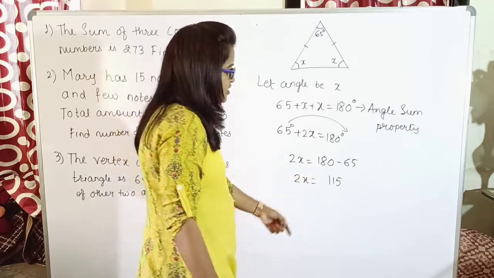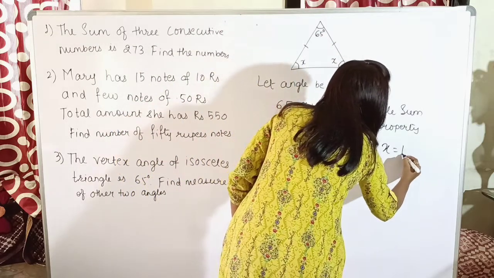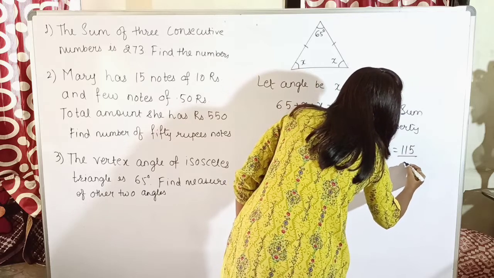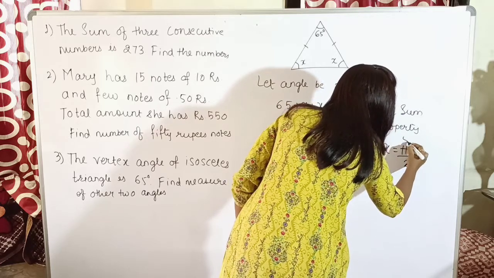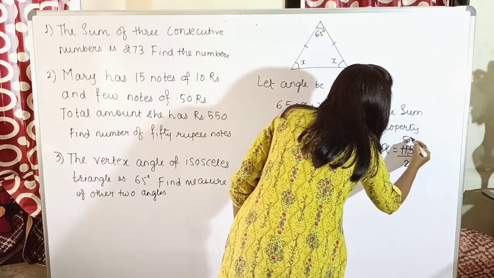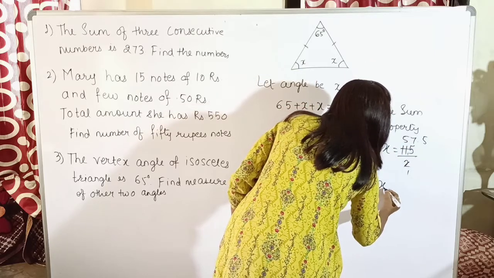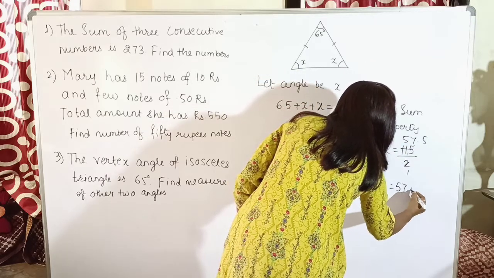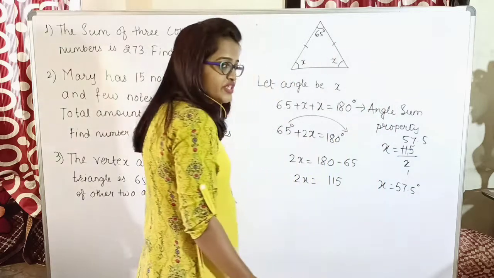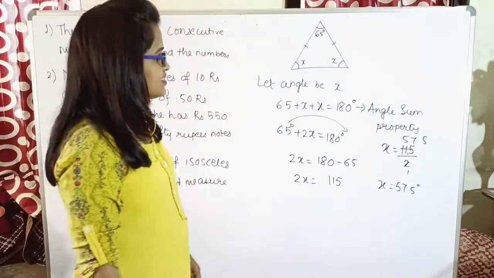Again, I just want x on one side, so let us shift the 2 to the other side. Here it is in multiplication. After going to the other side, it will go in division, which means 115 by 2, which is nothing but 2 5s are 10, 15, 2 7s are 14, and 1 left, so 57.5. So what is the value of x? That is 57.5, which is the measure of the angle, hence I will be writing it in degrees.